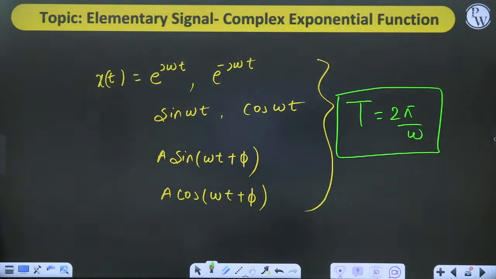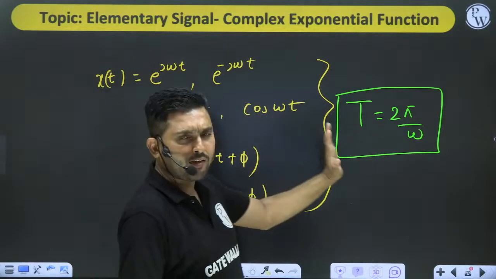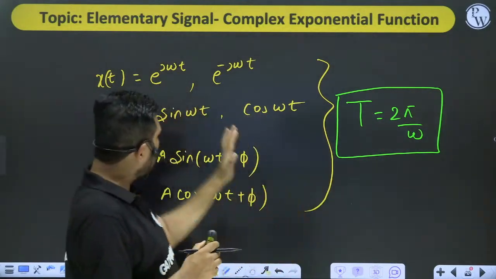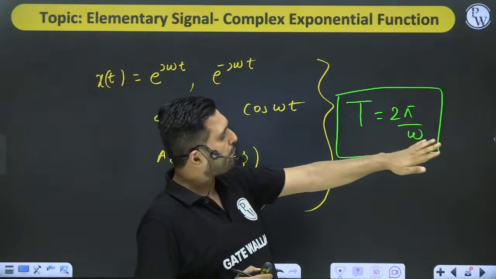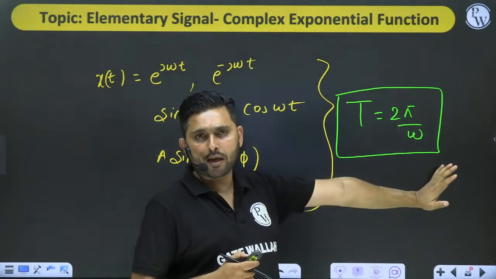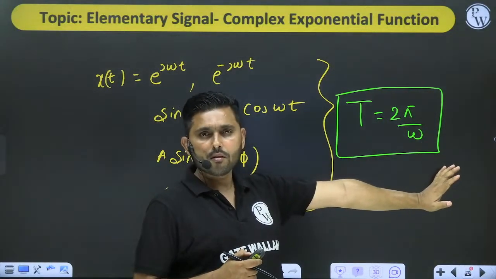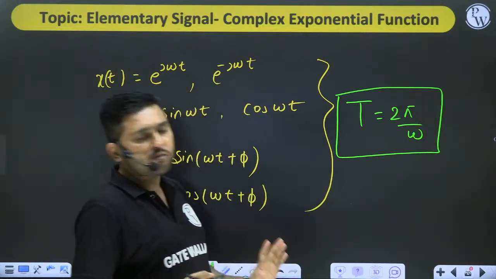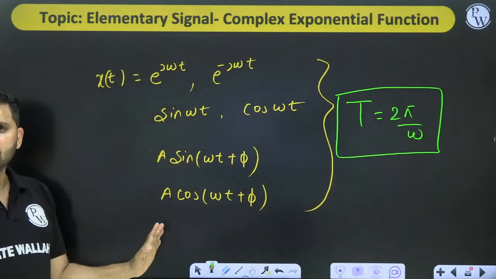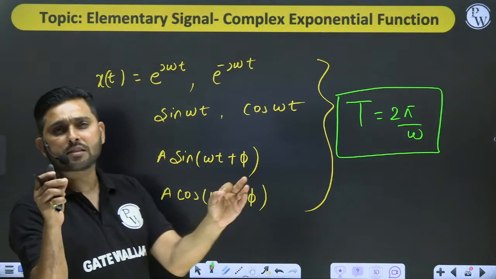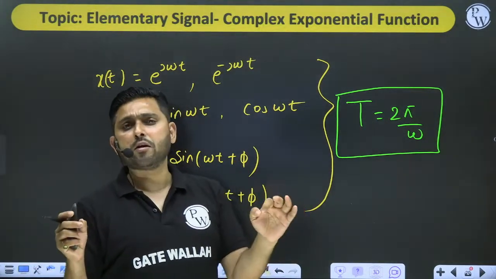Is it clear? So whenever you have a representation in this form, then the capital T comes out to be 2 pi by omega. Is it clear to you? This is a very important point. Now, two things you have to take care of. For periodic signals, they must be everlasting in nature. What is the meaning of that?